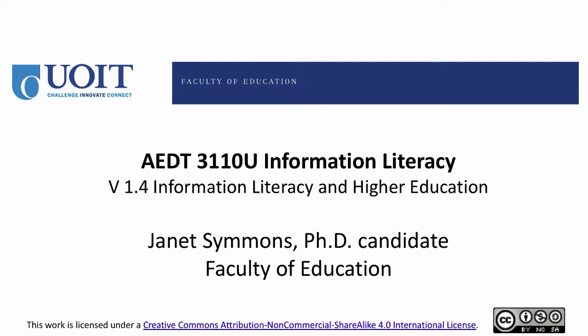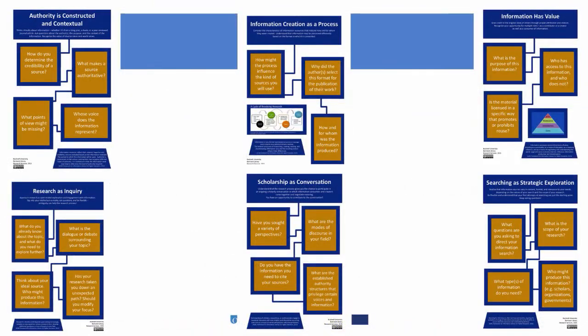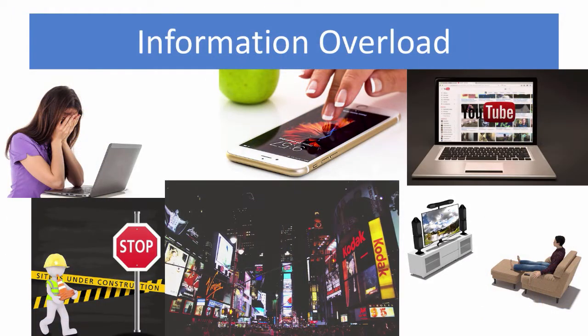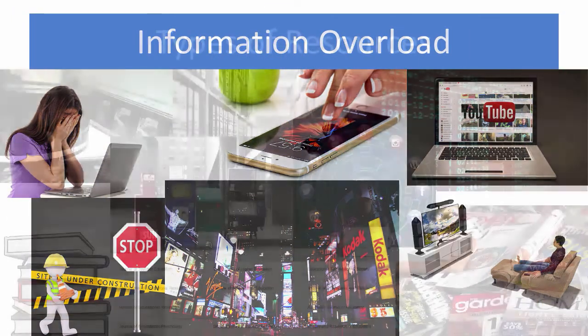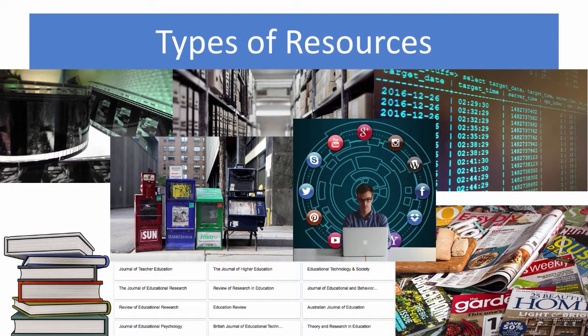In this video, we will examine information literacy and higher education. Previously, we were introduced to the ACRL's Information Literacy Framework. We will use these 6 concepts throughout the course, so please ensure you're familiar with them. We also examine problems with information overload and the various types of resources we likely will use in higher education.